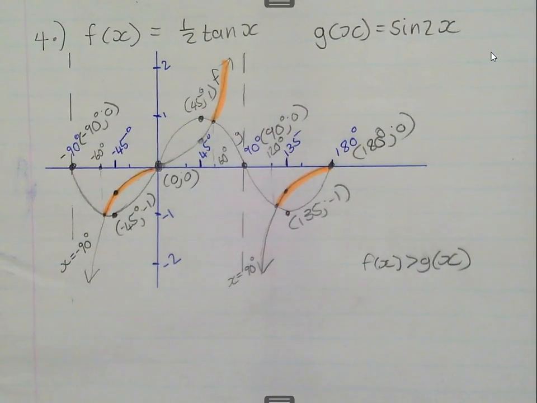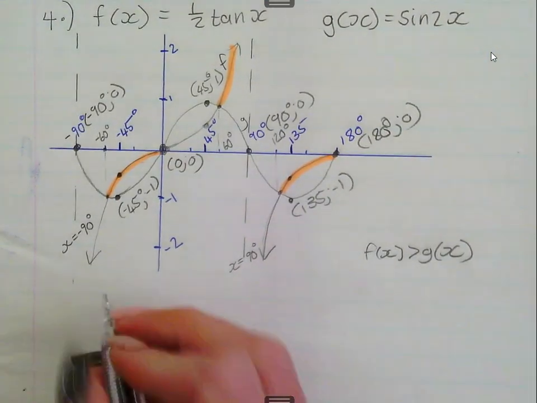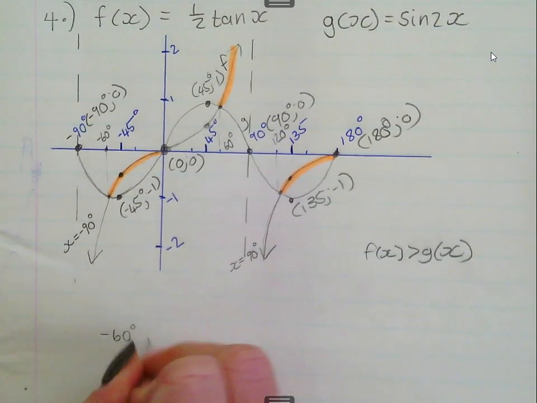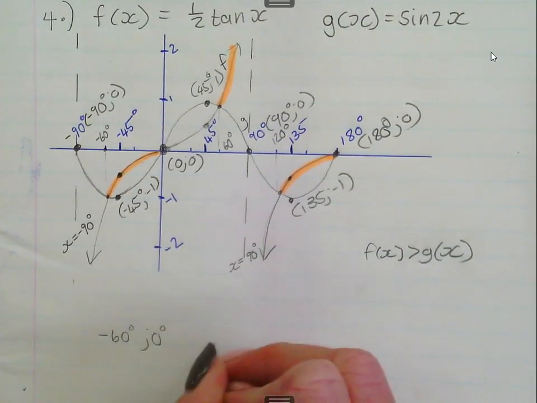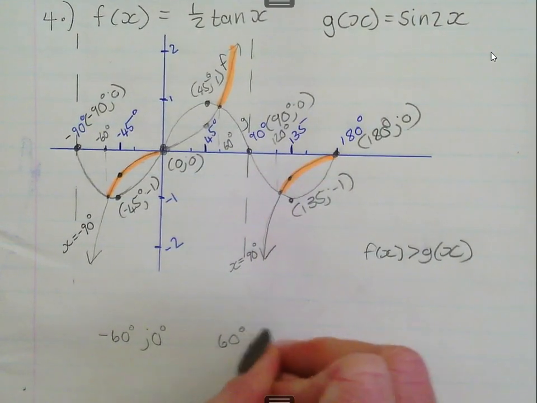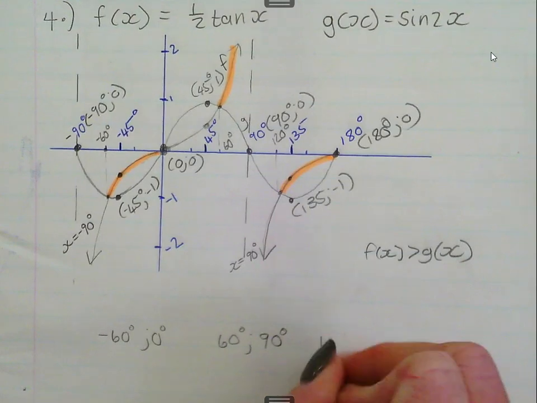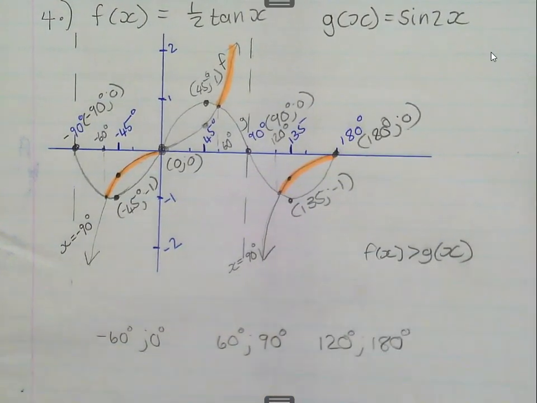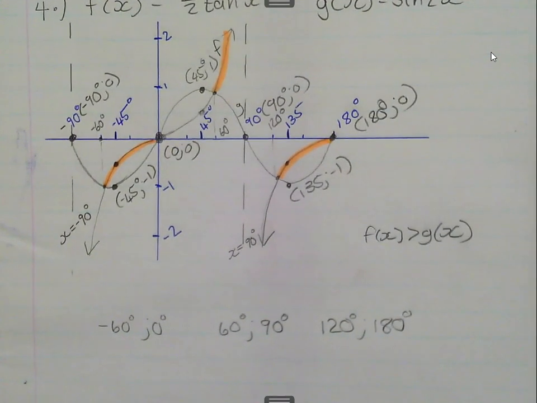So therefore, when I write the answer, it's going to be from negative 60 to 0. And it's going to be from 60 degrees to 90. And it's going to be 120 degrees to 180. Okay, now I just have to determine included or excluded. They're only asking for greater than, not greater than or equal to.